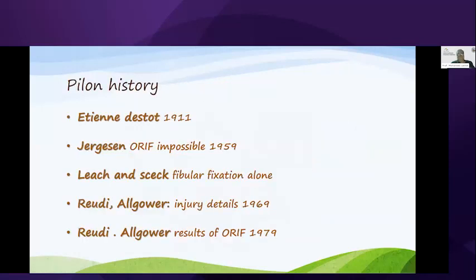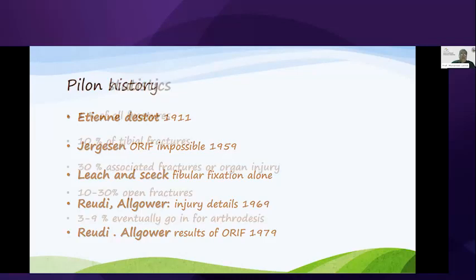History of pilon fracture. It was first described in 1911 by Etienne Destot, and Gerson in 1959 described the impaction. Leach and Sick stated that fibular fixation alone is enough for stability of the tibial plafond, but Rüedi and Allgöwer in 1969 described the details of injury of the pilon fracture, and in 1979 reported the results of open reduction internal fixation of tibial plafond fractures.